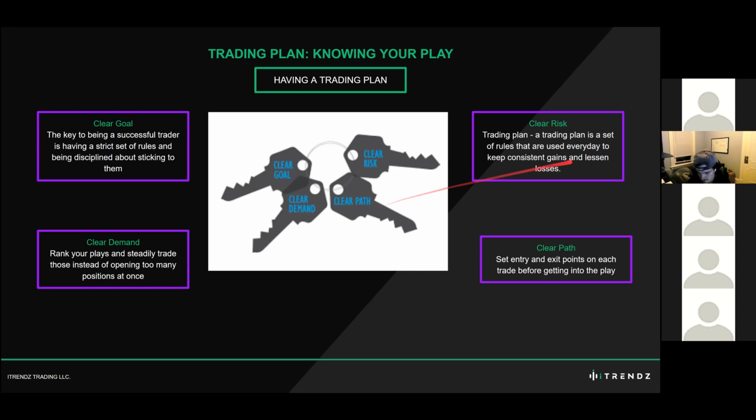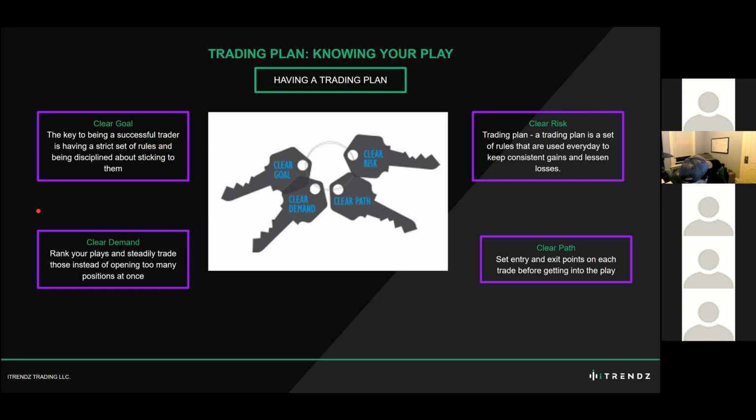If we go over here and look at a clear risk, that's when we're talking about keeping your gains consistent and lessening your losses, meaning you want to have a clear risk. You don't want to play each play differently, trying to hit that home run every time. If you're sticking to a clear plan and you have that risk in mind, where I'm at 20%, I'm cutting these plays, that's where my line in the sand is. You want to stick to that.